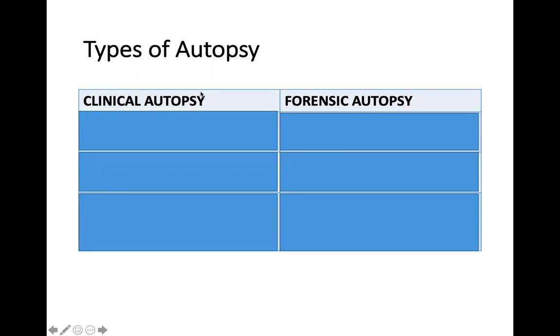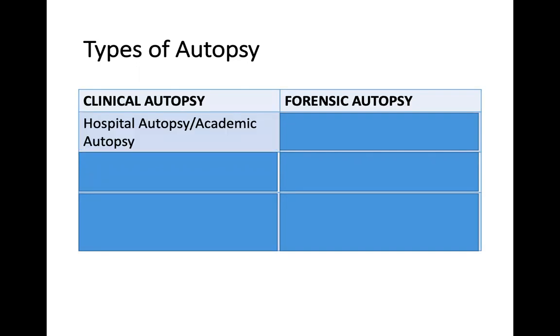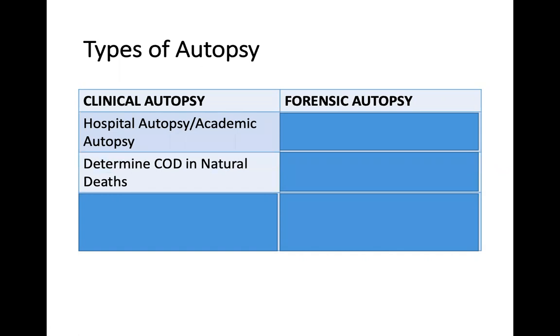So, here are the types of autopsy. We have two types. We have the clinical autopsy and the forensic autopsy. So, clinical autopsy, as I've mentioned from our previous question, is also known as hospital autopsy, academic autopsy. Why? Because it is usually done in the clinical setting, in the hospital. Kaya academic, because everyone is learning from the case. And remember that it is done to determine the COD. COD is the cause of death, in natural deaths.